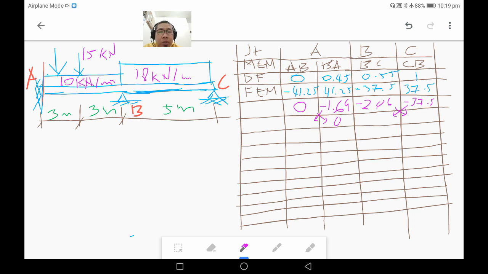Tapos, this is negative 0.845. Okay. Kalahati ng 37 is negative 18.75. And kalahati ng 2 is 1.03. Negative 1.03.